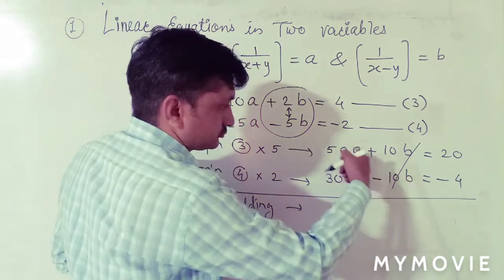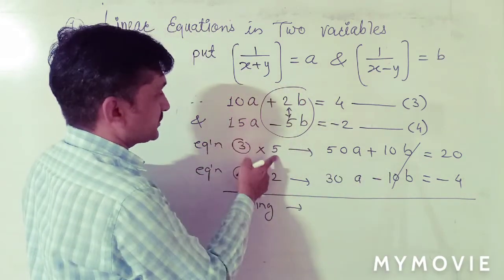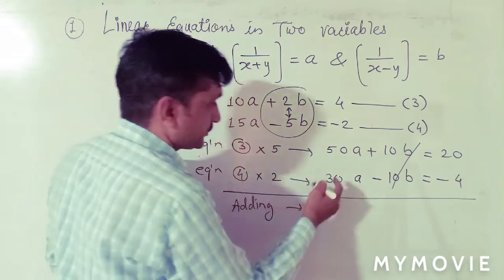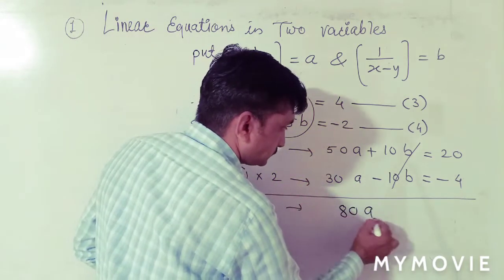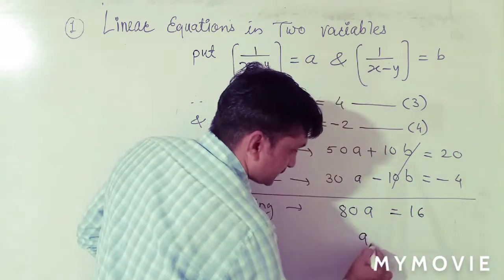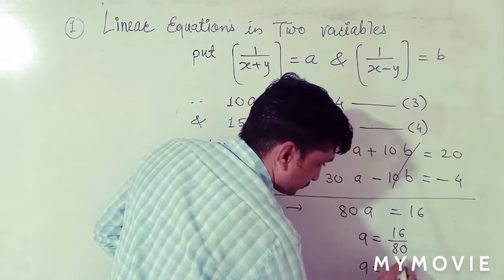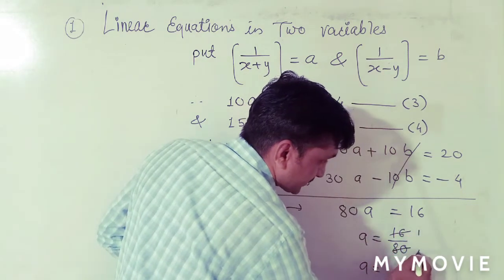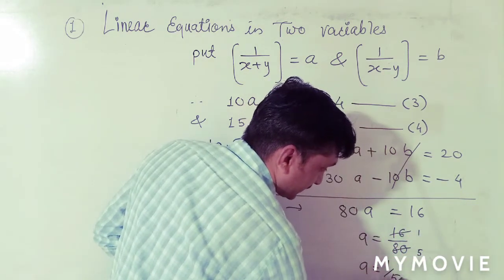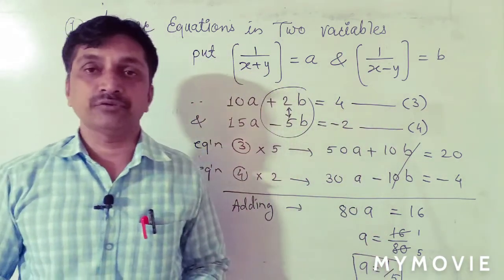Now here, addition: 50a and 30a gives 80a is equal to 16. a is equal to 16 upon 80. If we reduce by 16, a is equal to 1 upon 5. We got the value of a, 1 upon 5.